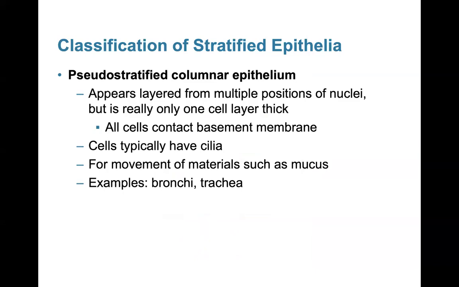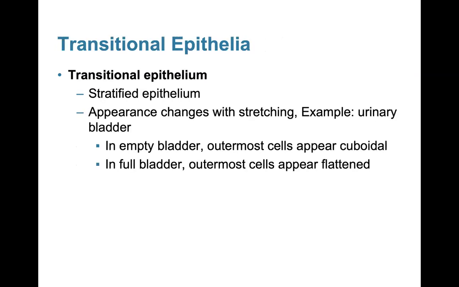So again, the pseudostratified columnar epithelium, this appears layered from multiple positions of nuclei, but it's actually only really one cell layer thick. All your cells will be in contact with the basement membrane. Not all cells will reach the apical surface. So it gives the appearance that there are multiple layers. These cells typically have cilia. They're involved in movement of materials such as mucus. And again, this is something that we typically see in the respiratory tract.